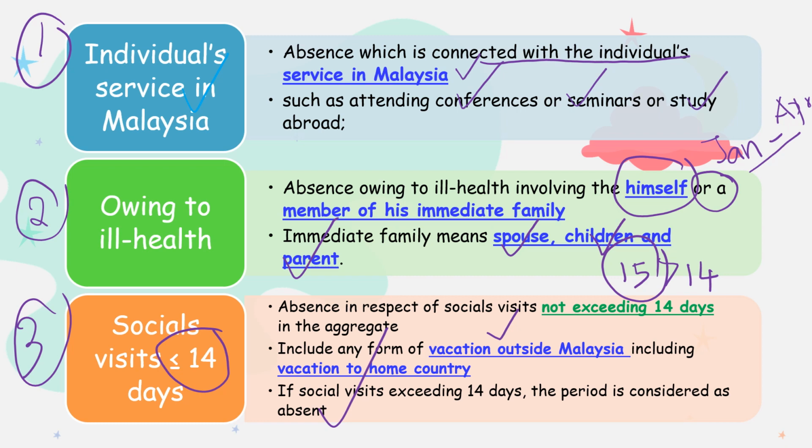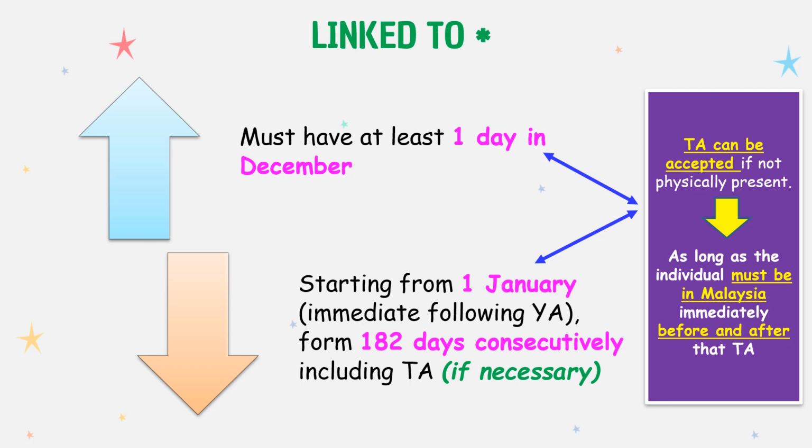Alright? Okay, for temporary absent, everyone, you just need to fulfill one of 3. Not all, one of 3. As long as the reason you are absent from Malaysia falls under one of these 3 categories of temporary absent, therefore you are considered as being in Malaysia. Okay, are you ready, guys?